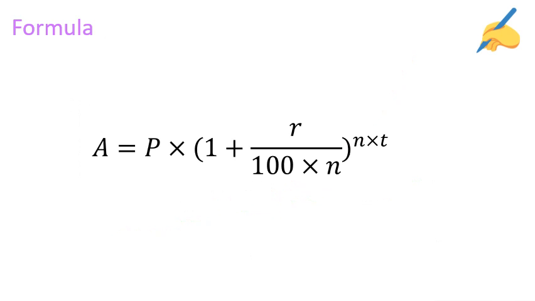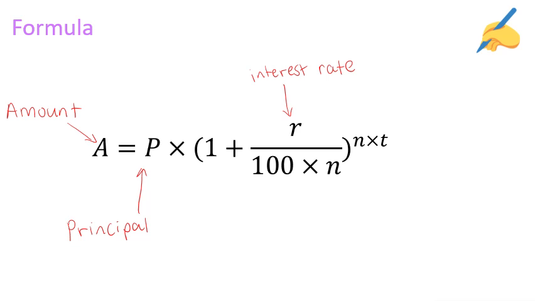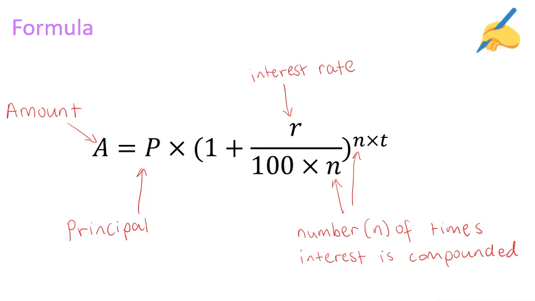This is the compound interest formula. I'll explain what each part means. The A stands for the amount that we're going to be working out. The P stands for principal, so the starting amount. The R stands for rate, so the interest rate. The N stands for number of times the interest is compounded. And the T stands for time in years.